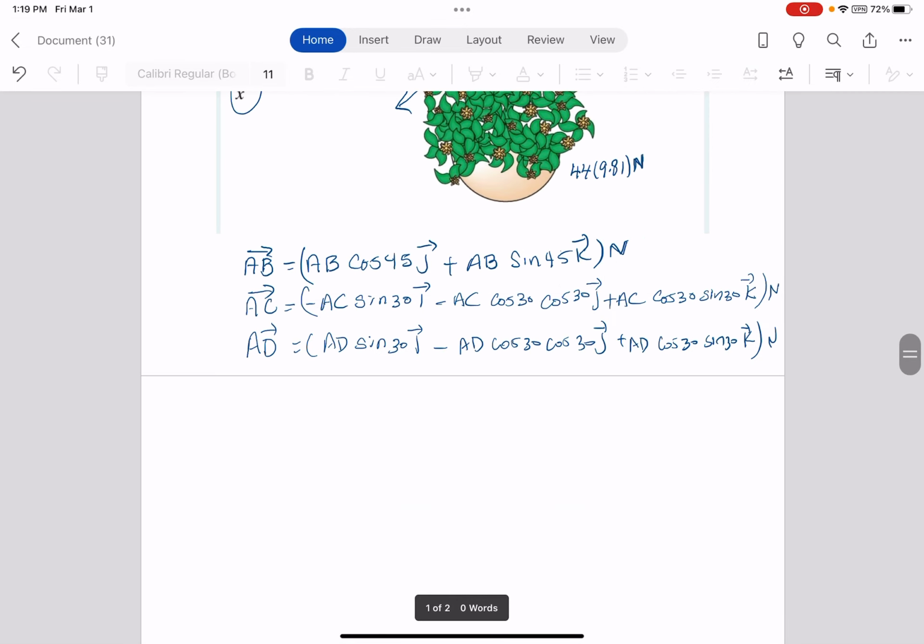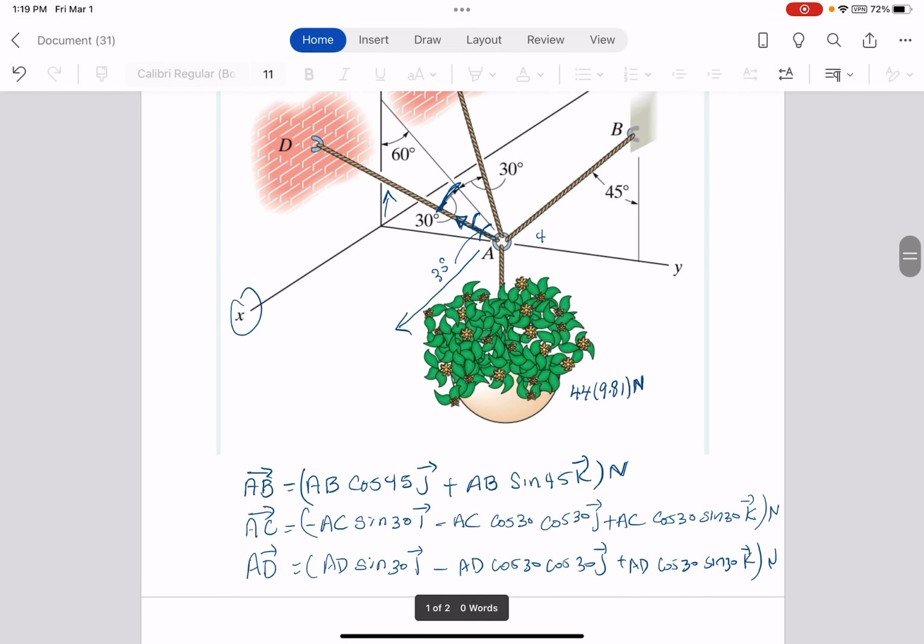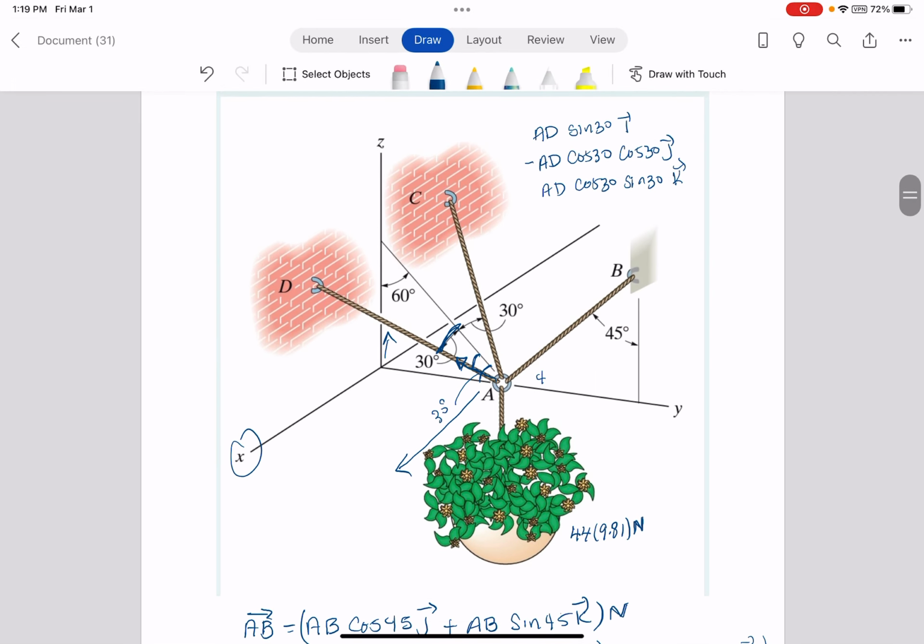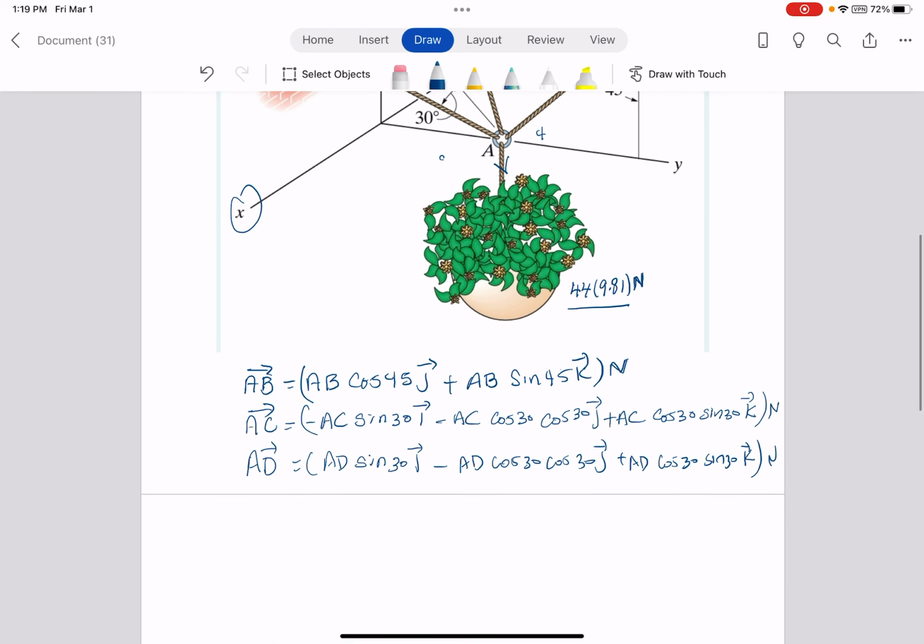So now we have to find, there is one more load, which is the load of the flower pot. The flower pot is going down, and it is in the negative z. You can see it is going down in the negative z. So the load, of course, in Cartesian format, is minus 44 times 9.81 in the negative k.